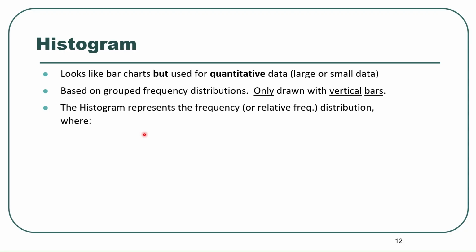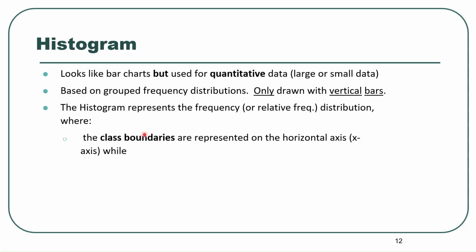The histogram could be graphed using frequency or relative frequency, where your x-axis will have the class boundaries, while the y-axis will represent either the frequency or the relative frequency as you desire. What are the class boundaries? These are the beginning of your class. So 20 is a lower class boundary, 30 is the lower class boundary for my second class, and so on. 40 is for the third one, and 50 is the fourth one.